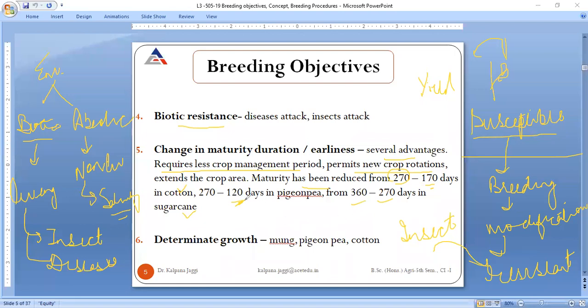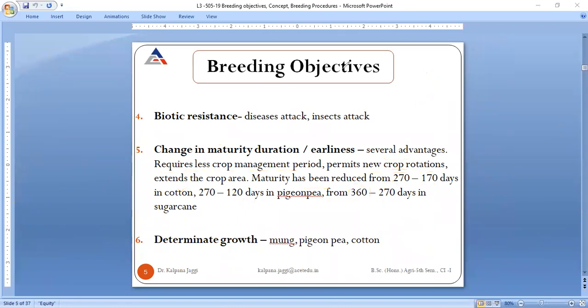The crop species which were earlier taking 360 days to mature, after their genetic content is modified, are maturing in 270 days itself. That is, we can go for a change in maturity duration. Then determinate growth. Normally we don't know determinate growth. If the period is decreasing to this day, then we know that in this much period it is going to grow. So that means we have a determinate growth period with us.